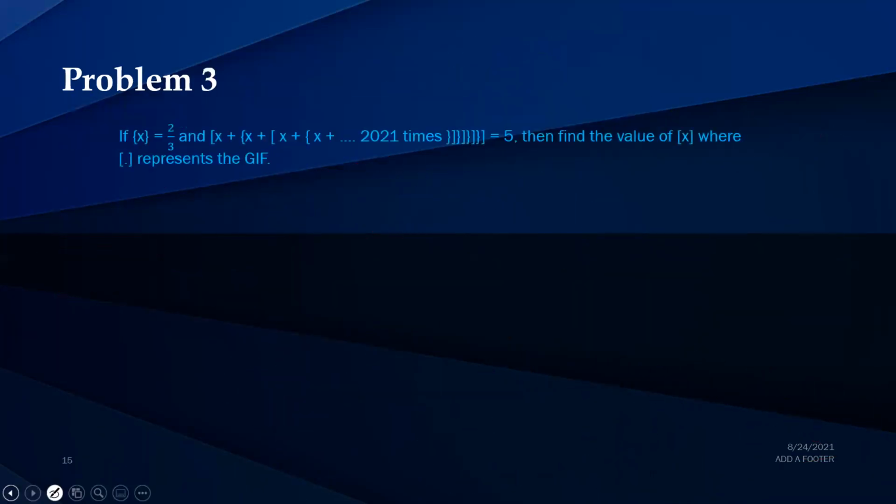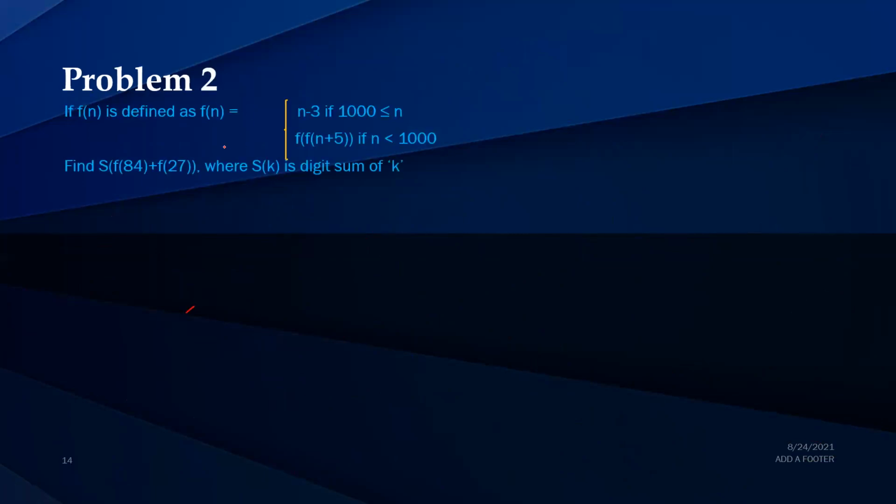now let's solve another problem. A very good problem. We need to evaluate f of 84. First, let's see the problem. It says for n greater than 1000, f of n is equal to n minus 3. For n less than 1000, we have f of n equal to f of f of n plus 5. So we need to evaluate f of 84. Before we directly put in the value, let's play with it.